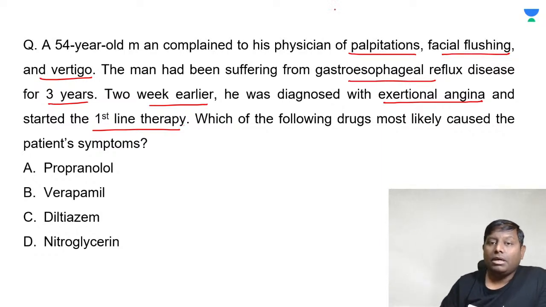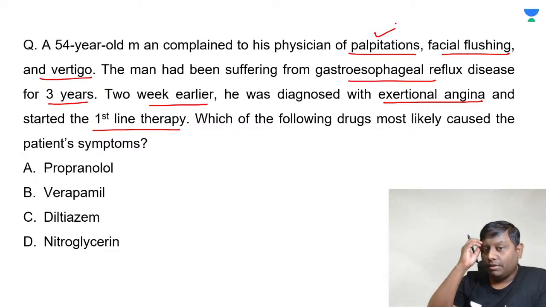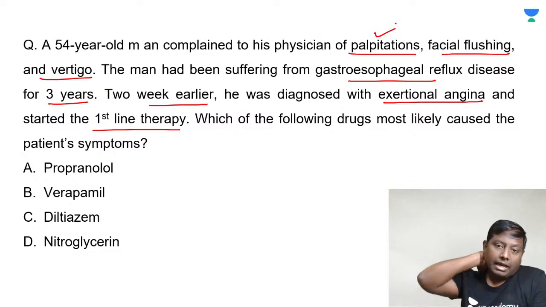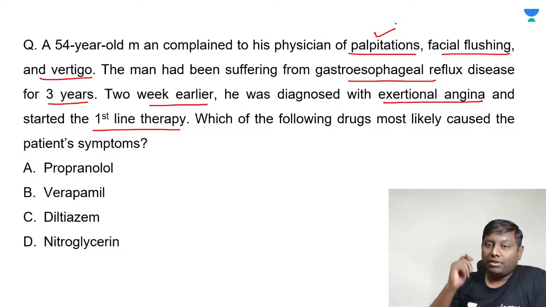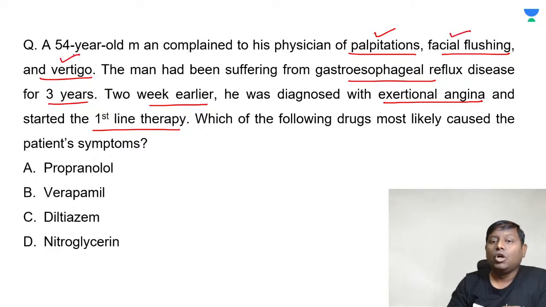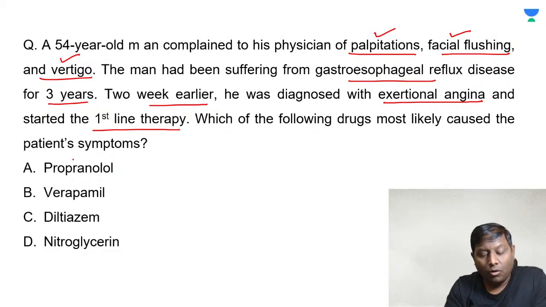So what are the symptoms? Like palpitation. So let's say he was diagnosed with exertional angina and he has been given a drug. After giving the drug, he is having facial flushing, palpitation, vertigo like symptoms. So which drug among the anti-anginal drugs can cause this kind of effect: propranolol, verapamil, diltiazem, or nitroglycerin? Go ahead, please start giving your answers, all the students who are live.